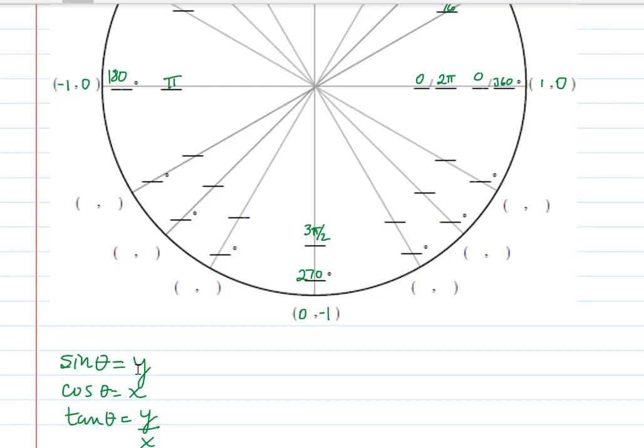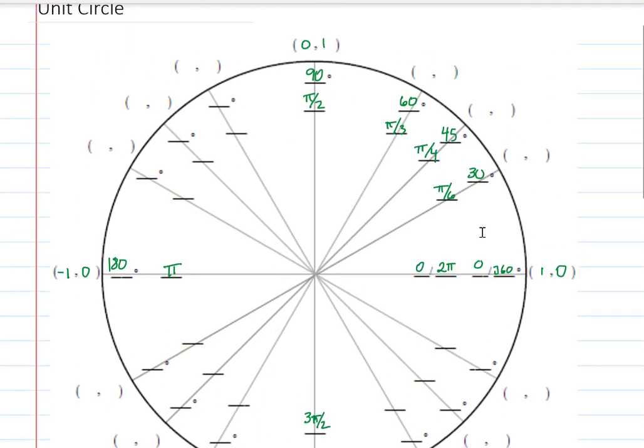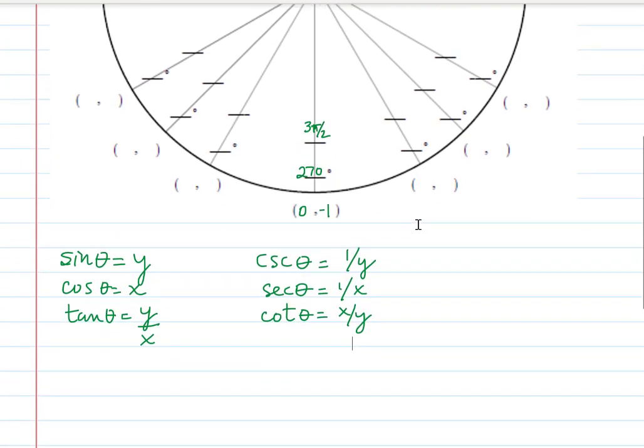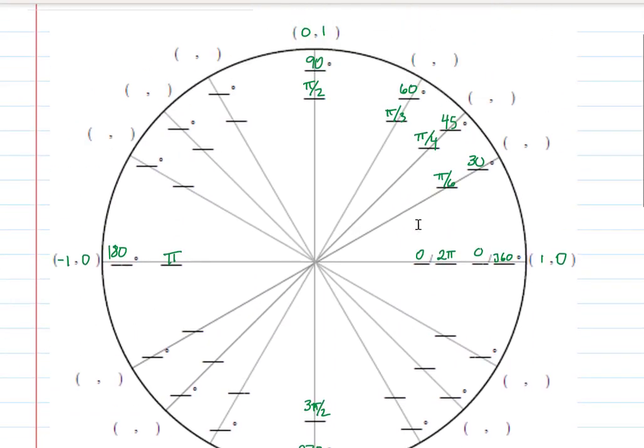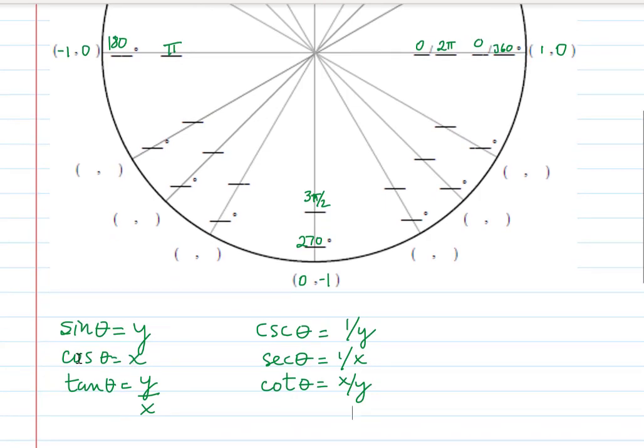Now obviously the other three are reciprocals of the first three, so cosecant is 1 over y, secant is 1 over x, and cotangent is x over y. Right, so we can entirely drop the r, because r is 1 here in our unit circle. This means that for any ordered pair x comma y, we're going to have really cosine comma sine, because the x is cosine and the y is sine.